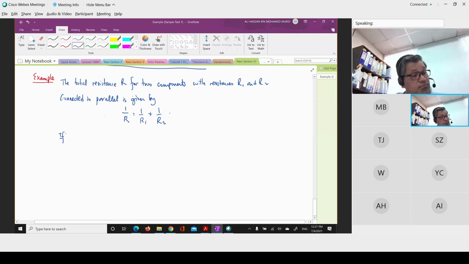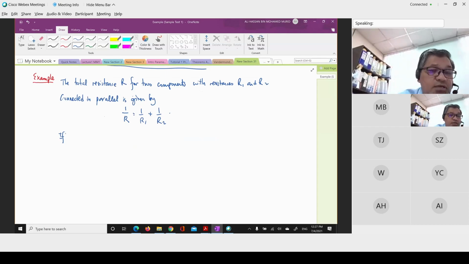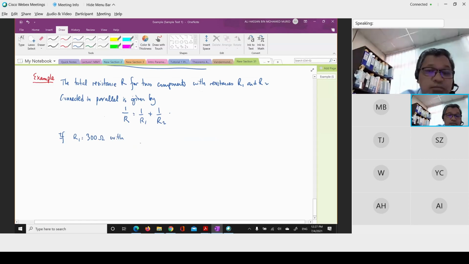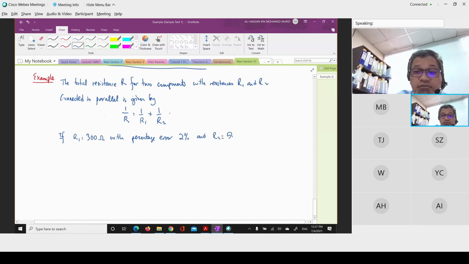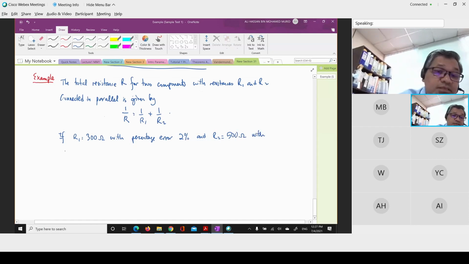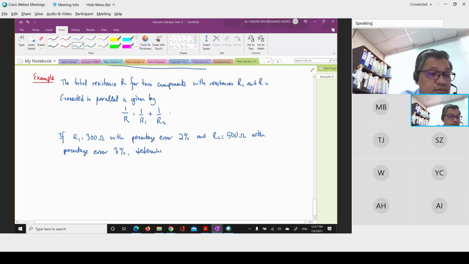If R1 is equal to 300 ohms with a percentage error, say 2%, and R2 is equal to 500 ohms with percentage error 3%, determine the percentage error for R. Okay, this is the question.